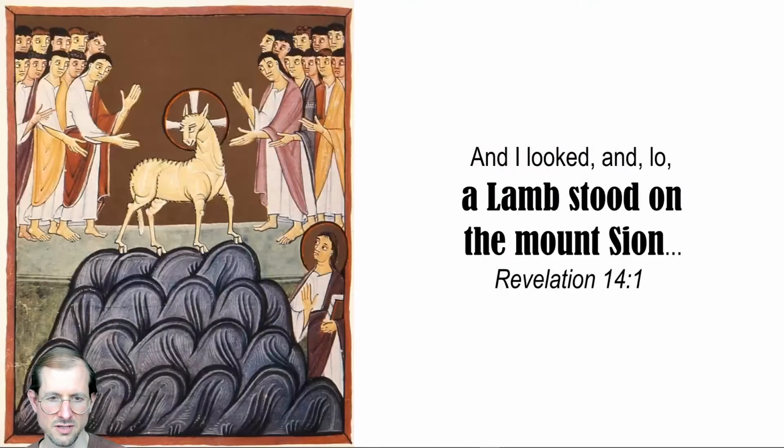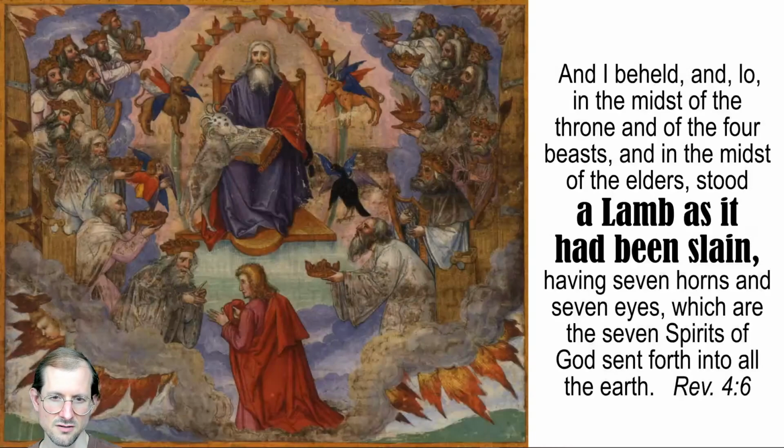Now, what are those other pictures that we have in Revelation that show that this is true? Well, first thing, we have the Lamb standing on Mount Zion. That, of course, is the glorious holy mountain. And this is the other parallel, a lamb as it had been slain. And this picture is coming from where God's throne is, and God's throne is in the temple. It's in the most holy place, the Ark of the Covenant.